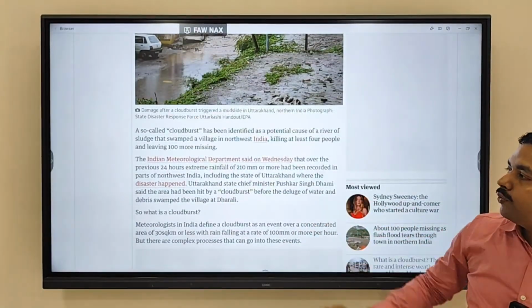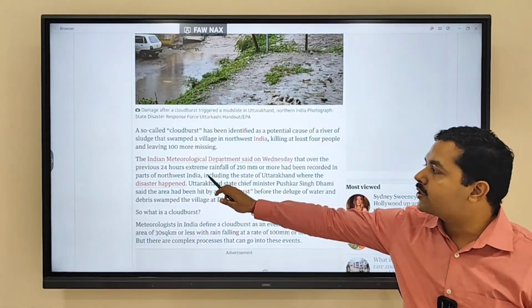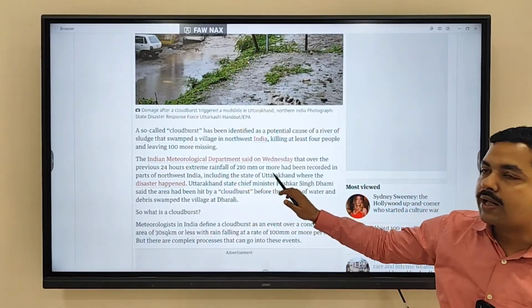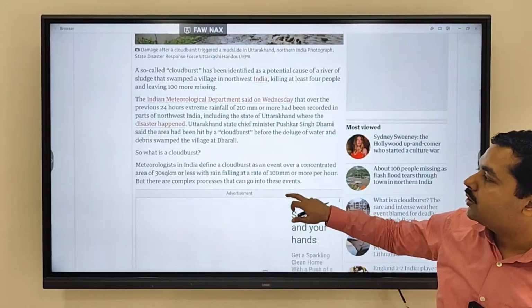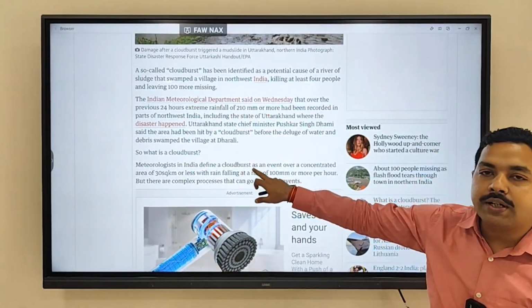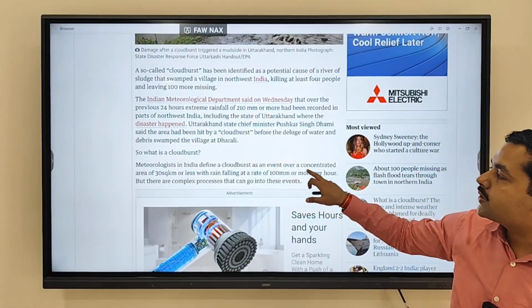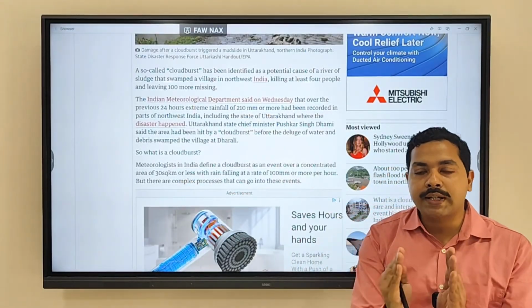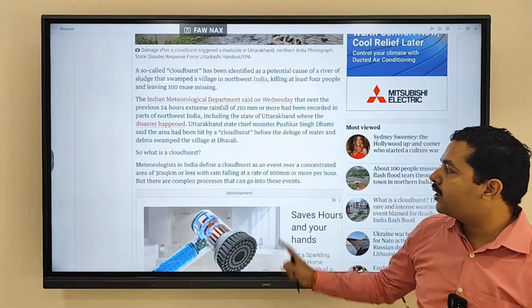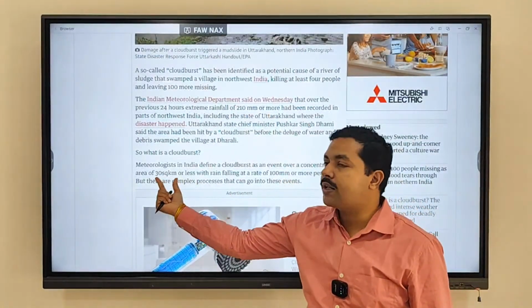What is the definition of cloud burst? IMD said that over the previous 24 hours, extreme rainfall of 210 mm had happened. So this definition is there with regard to cloud burst, just note it down. Meteorologists define an Indian cloud burst as an event concentrated over 30 square kilometers or less. So less area, more rainfall. How much rainfall? More than 100 millimeters.